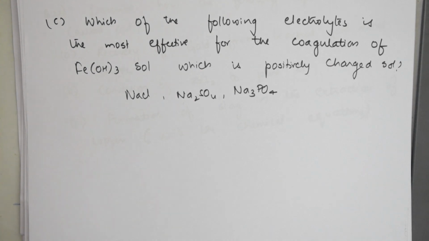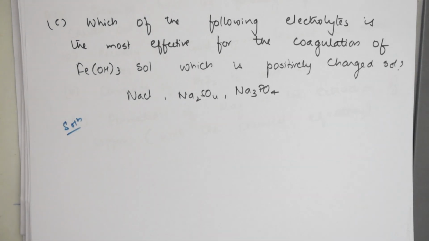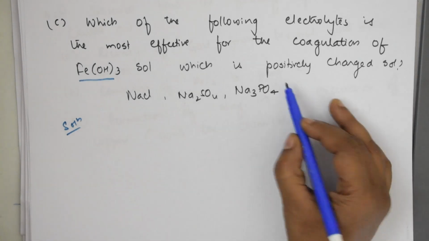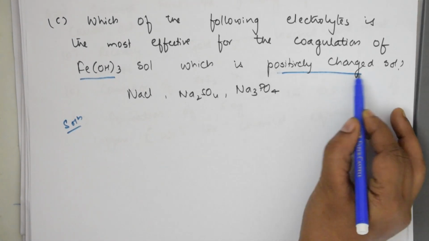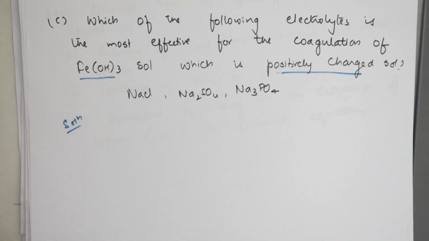So let us see the question C part. What do they give me? Here they've given me, let us say, the solution. Which of the following electrolytes is the most effective for the coagulation of ferric hydroxide, which is positively charged? Very interesting. Simple question basically this is. They have given ferric hydroxide sol. They said it is positively charged. That means the electrolyte we have taken is negatively charged.